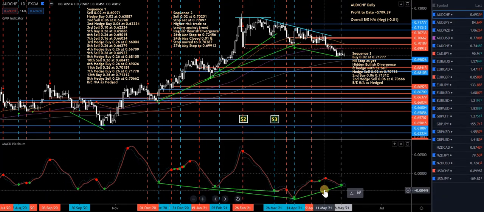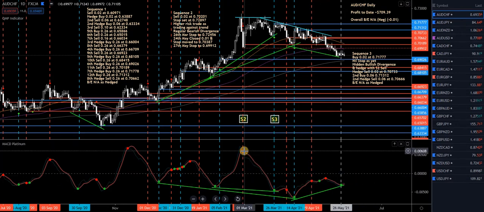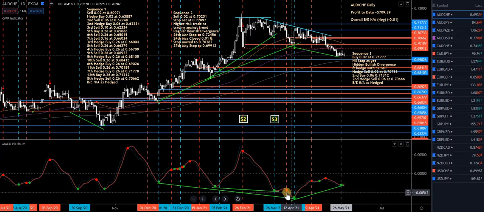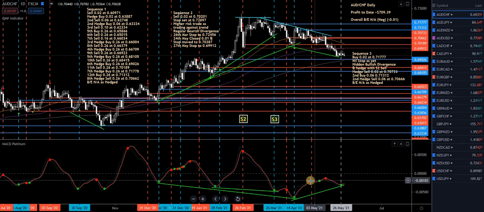Remember, if it's below the 0 level, which is this grey dotted line, I'm looking to buy. If it's above the 0 level, I'm looking to sell. So we're below the 0 level. So the sequence 3 started here. So we had the buy, hedge sell, second buy, second hedge sell.